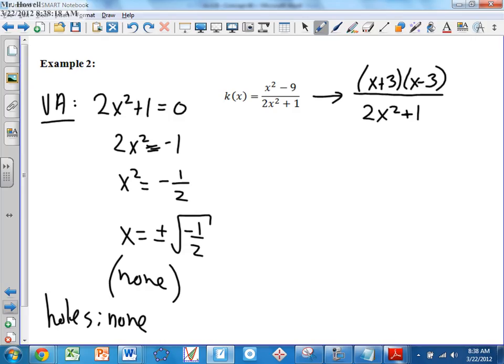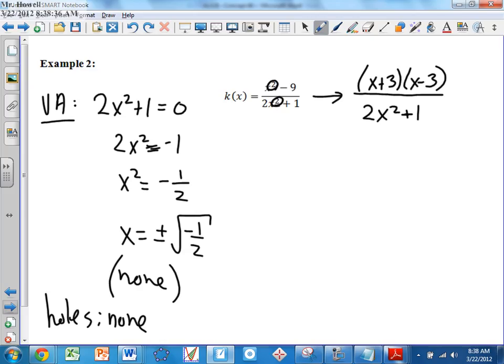Next, look at the degrees of the numerator and denominator. The degrees are equal, greater than, or less than? Equal. Very good, guys. Right away. You see the 2 here and the 2 here. The degrees are equal. When the degrees are equal, what kind of a horizontal asymptote do I have?